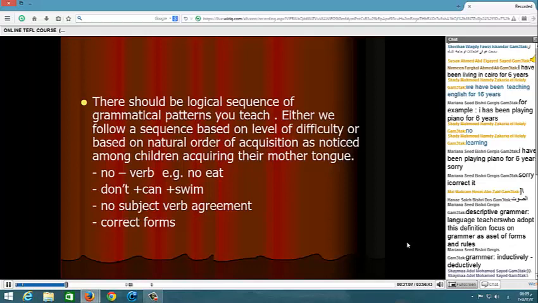لما يكبر شوية بلاقيه بيستخدم الauxiliary verb أو helping verb don't go, don't play, don't eat. الاقيه بيستخدم المودلز can swim, can eat, can go, can walk, and so on. بعد كده he drops the subject and the verb agreement. That's to say, daddy go, daddy no go work, for example. وبالتالي there is no subject verb agreement.